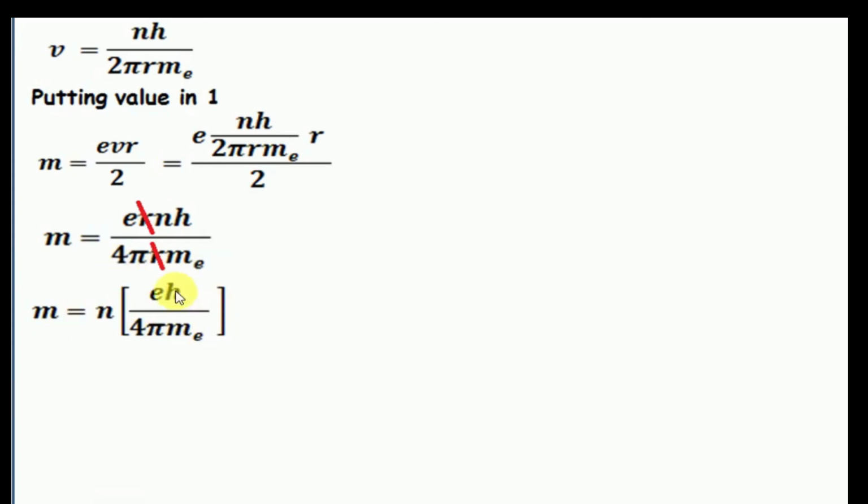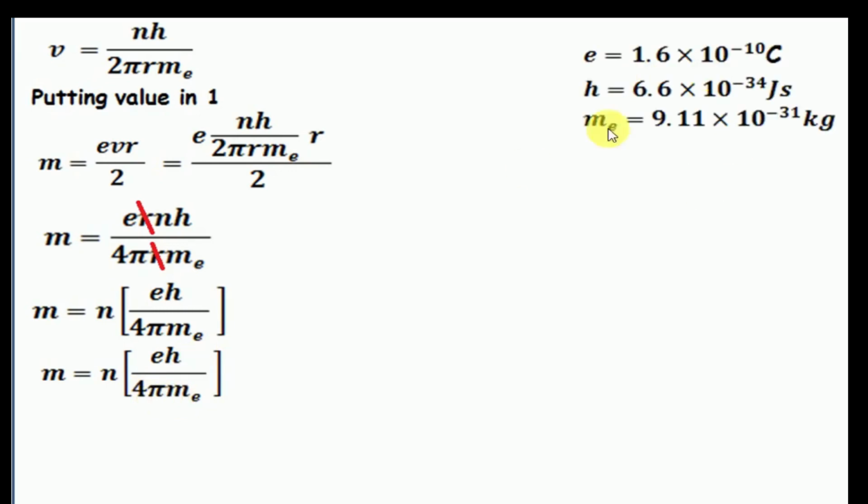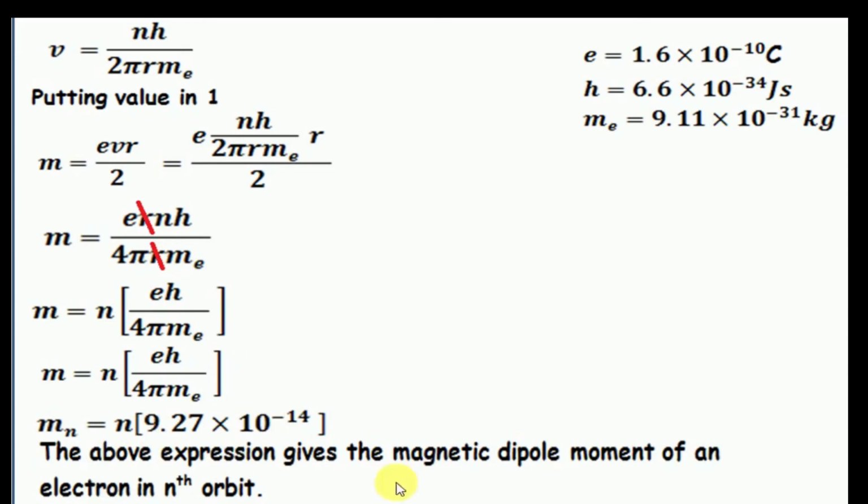Now if you see these terms inside the bracket, they all are constant. e is constant, h is constant, 4 pi is constant, and mass of the electron is constant. We already know the values. So if I put the values, I'll get 9.27 into 10 to the power minus 14. Here I am writing m n, which indicates the magnetic dipole moment of the electron in nth orbital. For the first orbit I can write m1, for the second orbit m2. So the above expression gives the magnetic dipole moment of an electron in nth orbit.